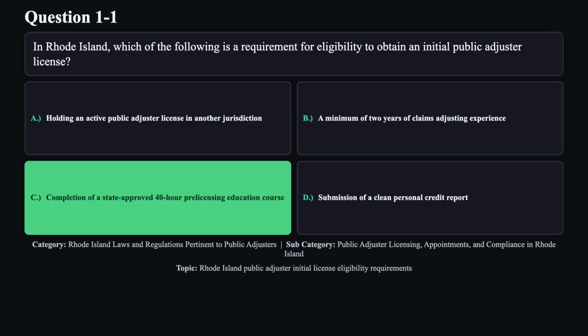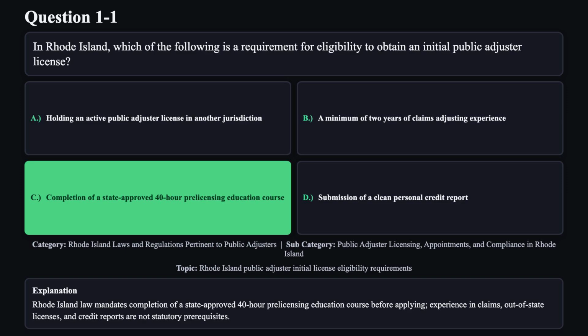The correct answer is C. Rhode Island law mandates completion of a state-approved 40-hour pre-licensing education course before applying. Experience in claims, out-of-state licenses, and credit reports are not statutory prerequisites.